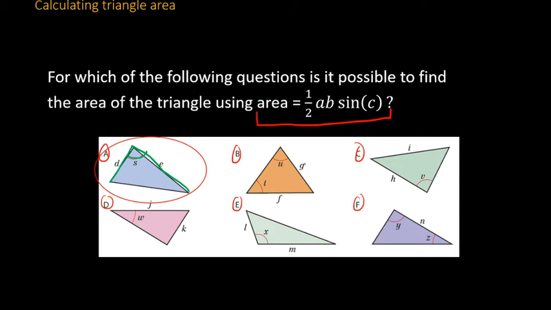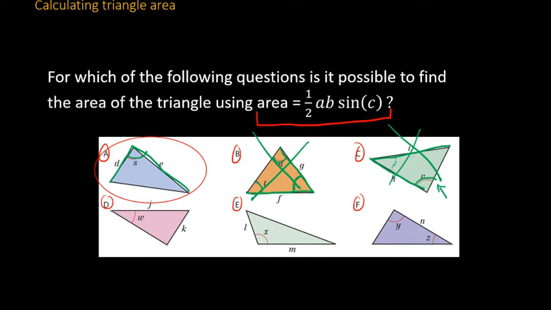Let's look at question B. We're given G, F, angle T, and angle U. Could we solve this? Well, no, right? Because they didn't give us the included angle. So that one couldn't happen. Let's look at the next one. We're given H, I, and V. Well, we were given two sides, but the angle V is not the included angle. This one over here would have been, so we can't do that one either.